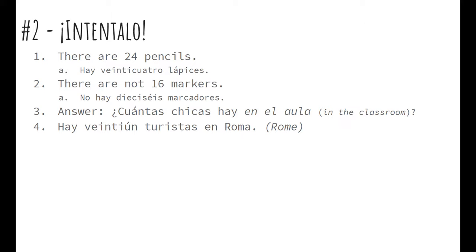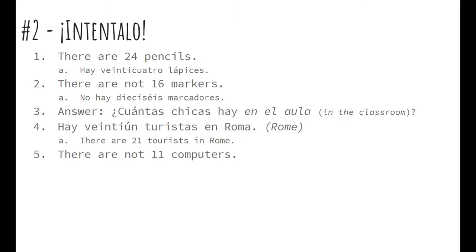Hay 21 turistas en Roma. So translate that. Hay 21 turistas en Roma. There are 21 tourists in Rome. There are not 11 computers. No hay 11 computadoras.